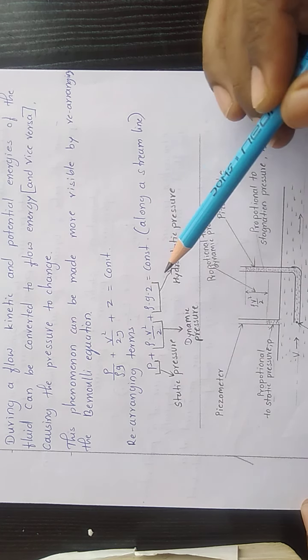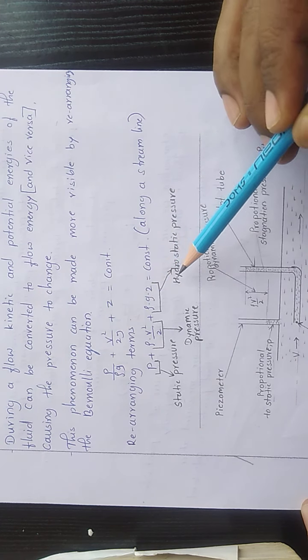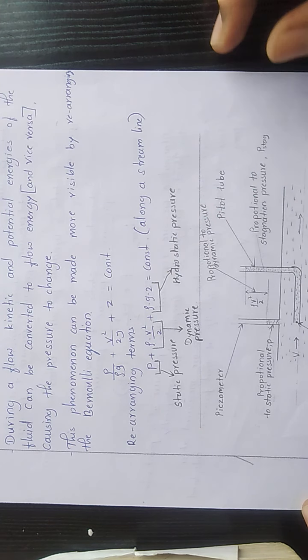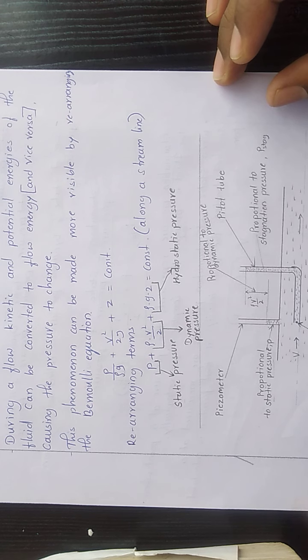The next one is rho g z. We call it hydrostatic pressure. Hydrostatic pressure is not a pressure in the real sense, since its value depends on the reference level selected. It accounts for elevation effects.